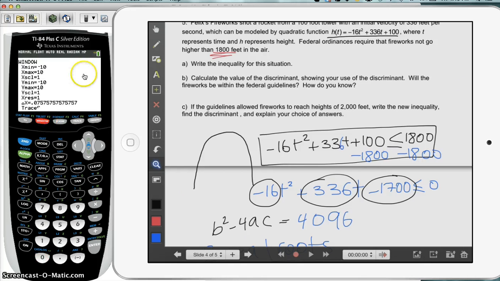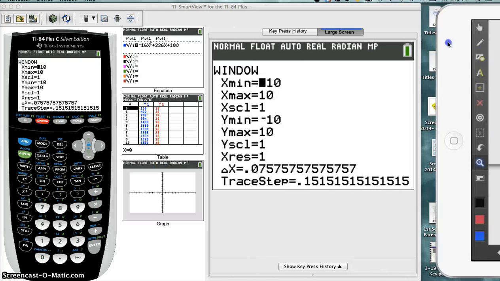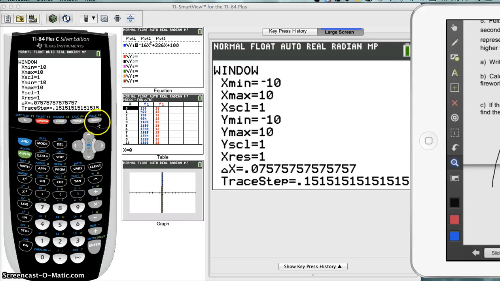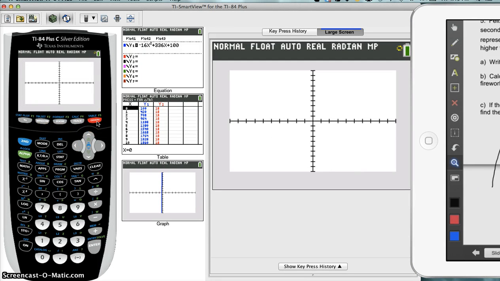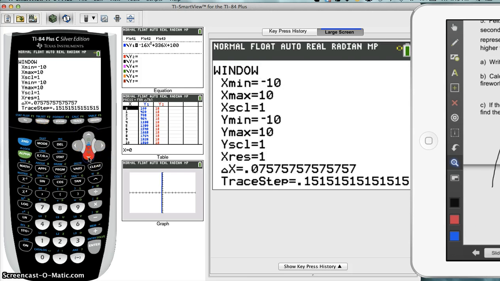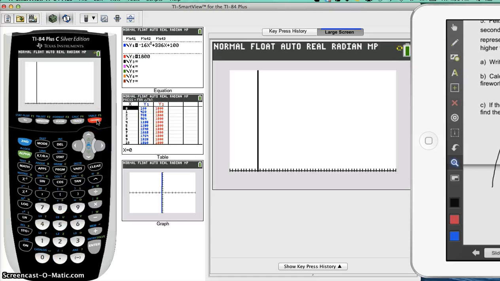So I'm going to go to my window, because if I graph it as it is, I'm not going to be able to see a single thing. So I need to fix my window. My y maximum has to be higher than 1800 for me to be able to see. So I'm going to put 2000, or maybe more if you want to. And let me increase my x maximum a little bit. 10 seems to be very small, so I'm going to put 50. And I'm going to graph it.